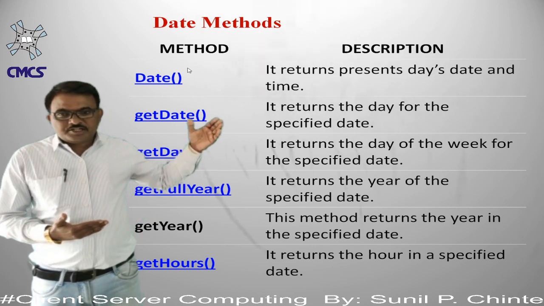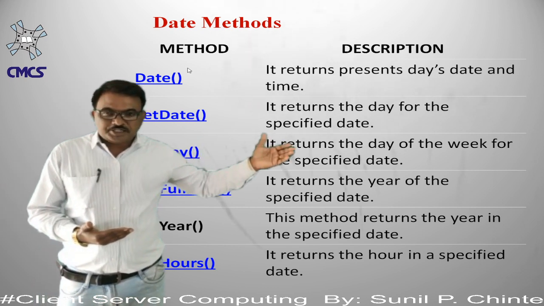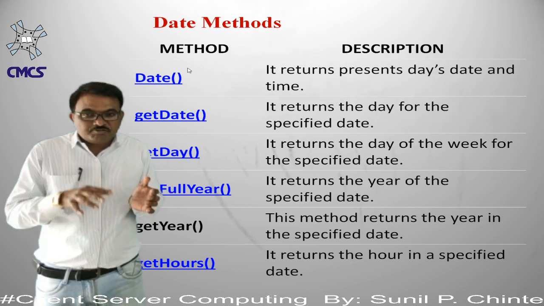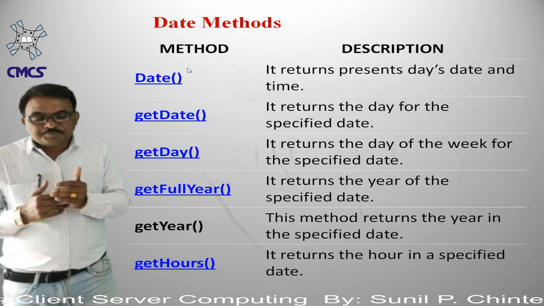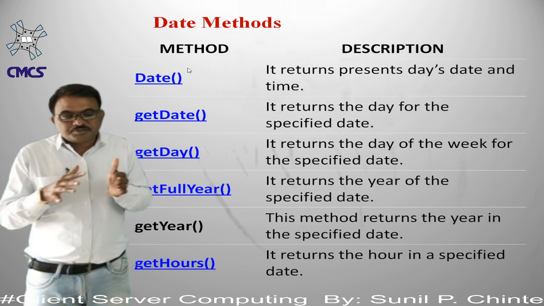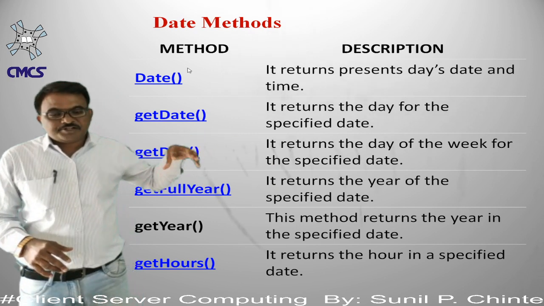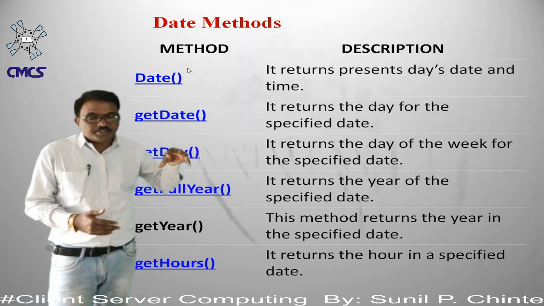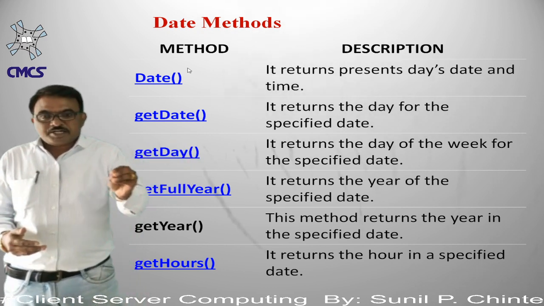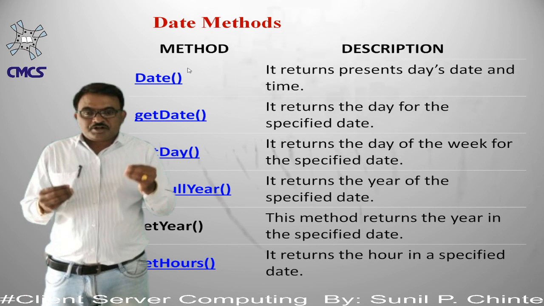Second method is getDate. The getDate method returns the day of the specified date. Whatever date we specify, the day of the month will be returned by using the getDate method. getDay returns the day of the week for a specified date. Whichever day of the week the specified date falls on will be returned by the getDay method.